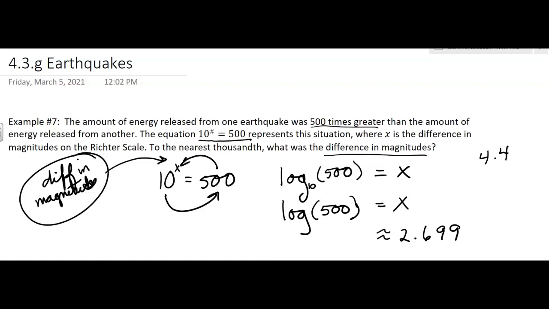So anyway, that's a little bit of an explanation of the Richter scale and logarithms. But we just wanted to find the difference in magnitudes, and that was 2.699. So I made up the 4.4.